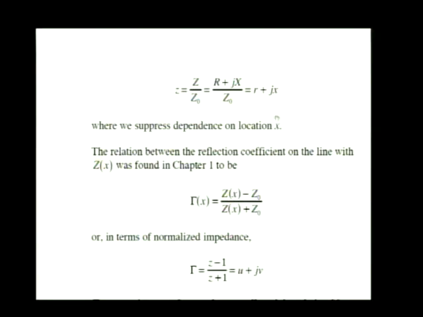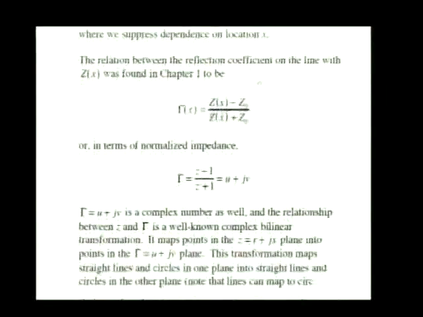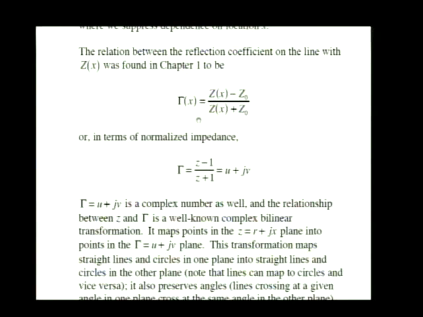Now, here's the equation that gave us the reflection coefficient in terms of the impedance. We found that gamma was Z minus Z0 over Z plus Z0. Or, in terms of normalized impedance, take the numerator and denominator here and divide both by Z0. We get small z here, and we get 1s, plus 1 and minus 1, there and there. And that's the reflection coefficient gamma.